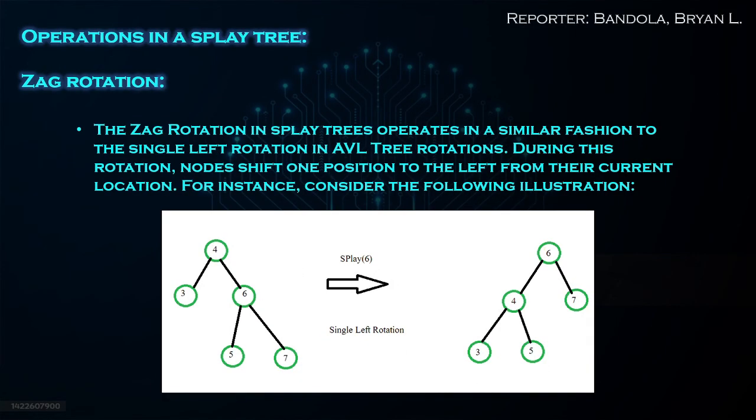Zag rotation. The zag rotation is just a single rotation. In simple terms, a single left rotation. For example, we are going to splay the node 6 to the root. The node 4 is its parent, and node 6 moves to the left, and node 6 becomes the parent, and node 4 and node 3 move down to get the root, and that's how zag rotation works.